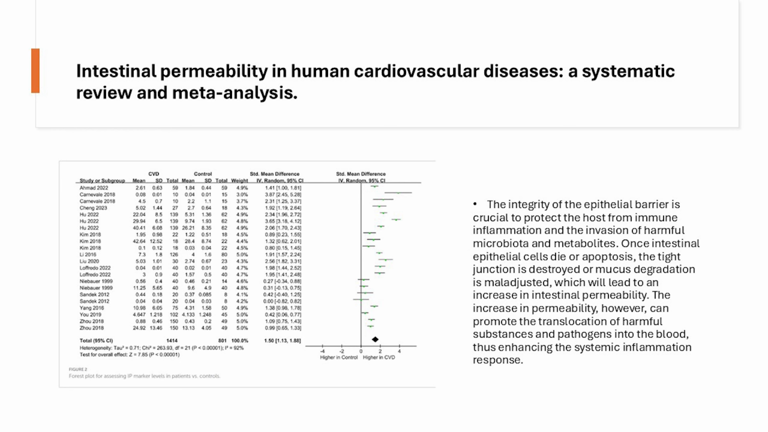And for our last slide emphasizing gut permeability and disease, I could have added more, we have this meta-analysis of 13 research papers.